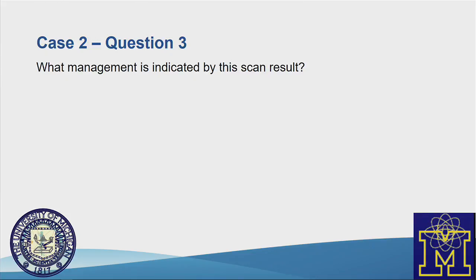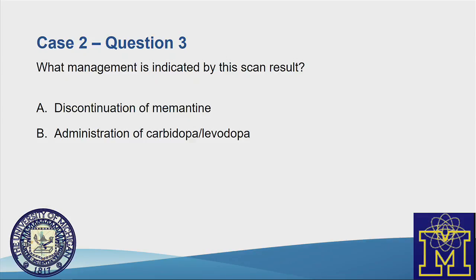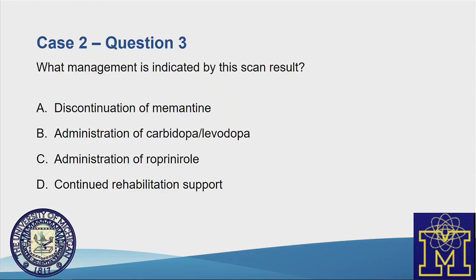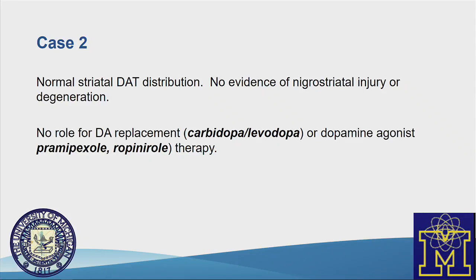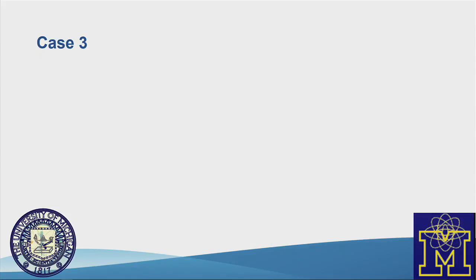So what management is indicated by the result of this scan? Discontinuation of his memantine, administration of levodopa, administration of ropinirole, or continued rehabilitation support. So who votes A? Good. Who votes B? Good. Not falling for this one. And how about C? No. D? Yes. And maybe referral to a different psychiatrist. All right, so it's normal. There's no role for dopamine replacement here. His presynaptic terminals are just fine.